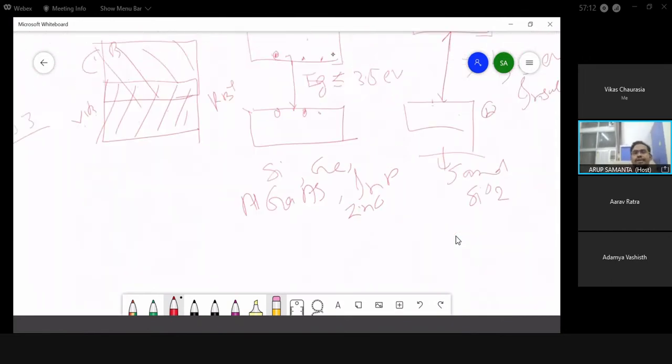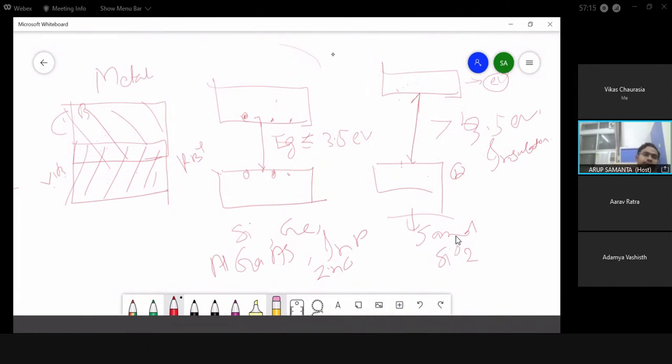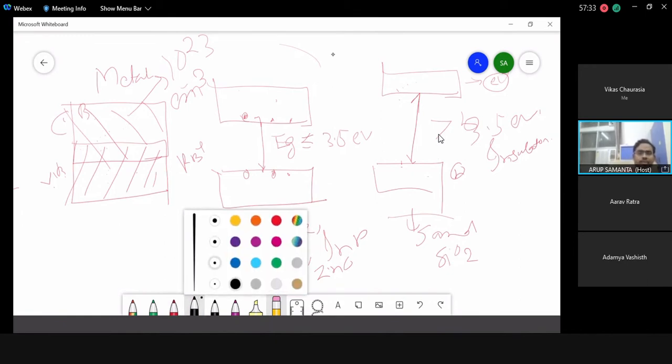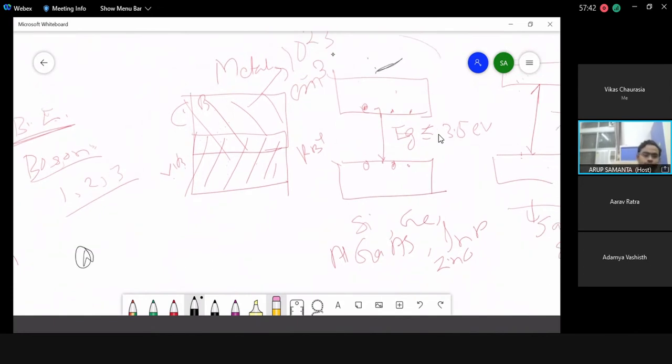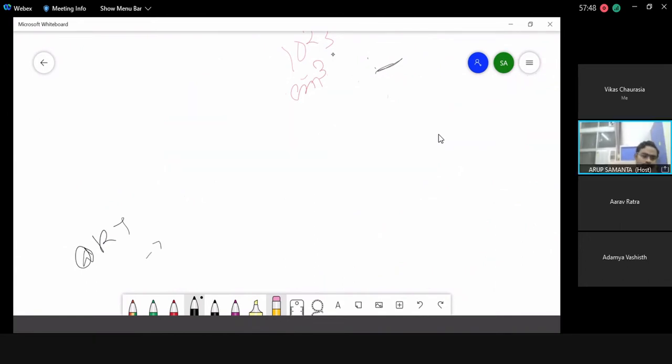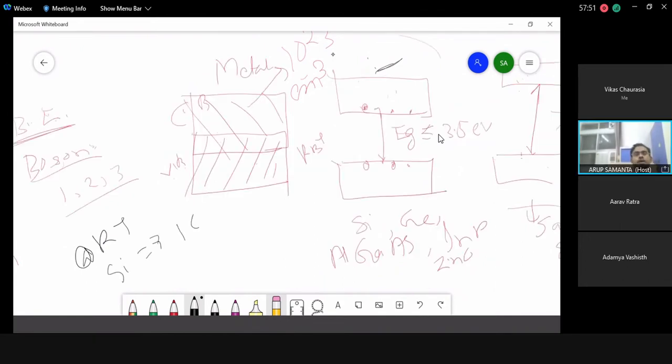If you consider metal, the number of electrons is of the order of 10 to the power 23 per centimeter cube. This is the number of electrons present in metal. But in a semiconductor, the number of carriers is very low. For silicon at room temperature, the number of electrons in the conduction band is of the order of 10 to the power 10 per centimeter cube. This is the order of magnitude.